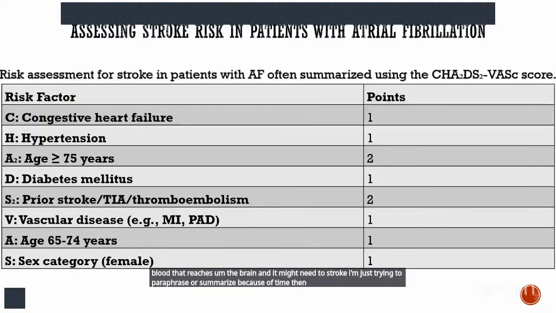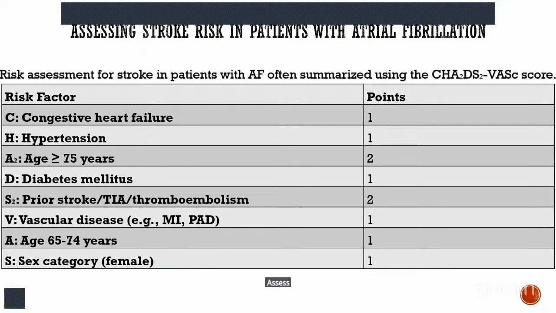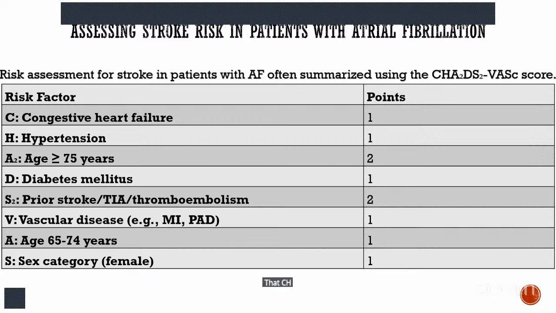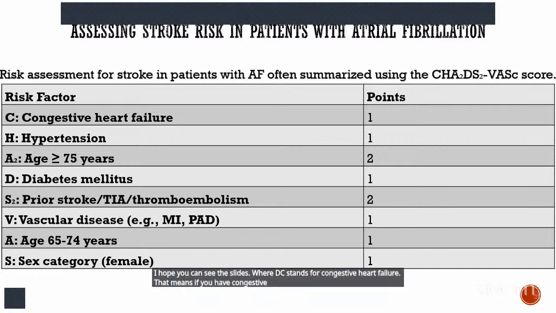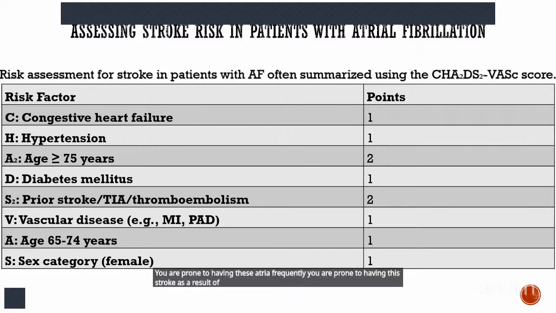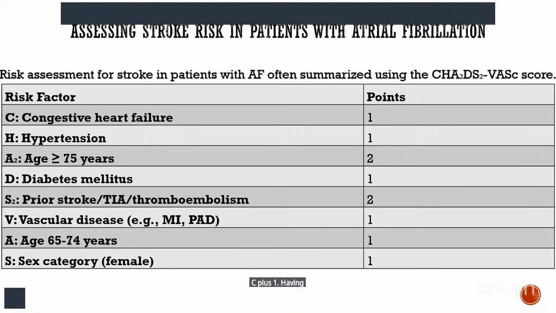Then we'll consider assessing stroke risk in patients with atrial fibrillation. We use this chart, known as the CHA2DS2-VASc score. The C stands for congestive heart failure. If you have congestive heart failure, it's a +1. You are prone to having a stroke as a result of atrial fibrillation. Having hypertension is another +1.